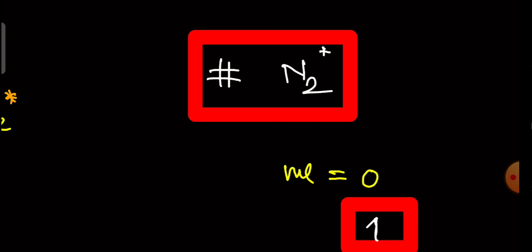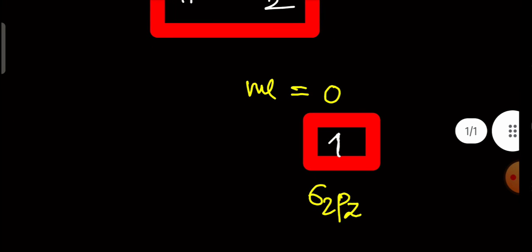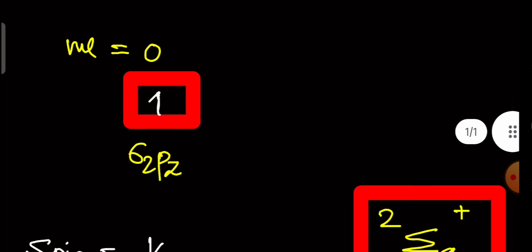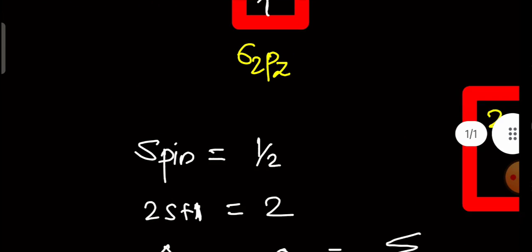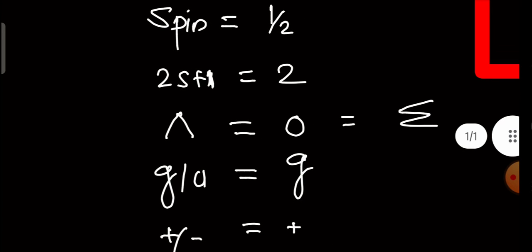the positive charge. So your electrons are present in the sigma 2pz orbital. For that your ml value is 0. Okay, and now first we will find out the spin. The spin is half, then spin multiplicity should be 2, then the delta value is equal to 0, because it is present in a sigma orbital. So that's why the term is sigma.